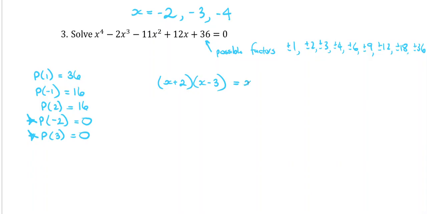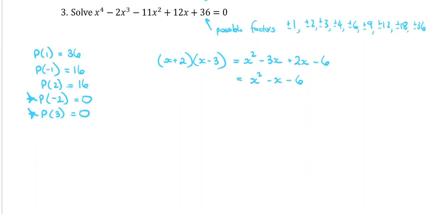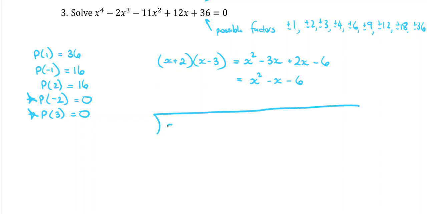So x times x is x squared. X times minus 3 is minus 3x plus 2x and then minus 6. Collecting my middle terms, I get x squared minus x minus 6. Okay, setting up my long division. I am dividing my degree 4 polynomial by the x squared minus x minus 6. My 2 factors times together.